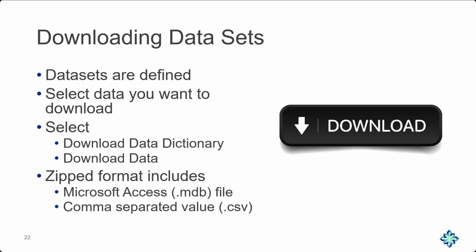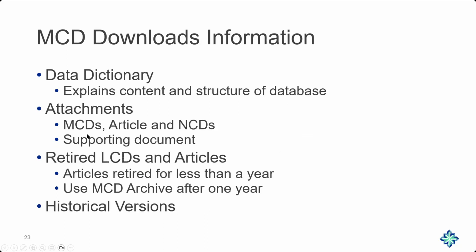So the protocol for your organization may differ from how we download and unzip those, but the information included in there is going to be specific. Again, that data dictionary, as I mentioned, is going to explain the content and structure of that database. There are going to be attachments that show the NCDs, the articles, and any supporting documentation. You can access retired LCDs and articles. So if there are articles that are retired for less than a year, they'll be in that data set.